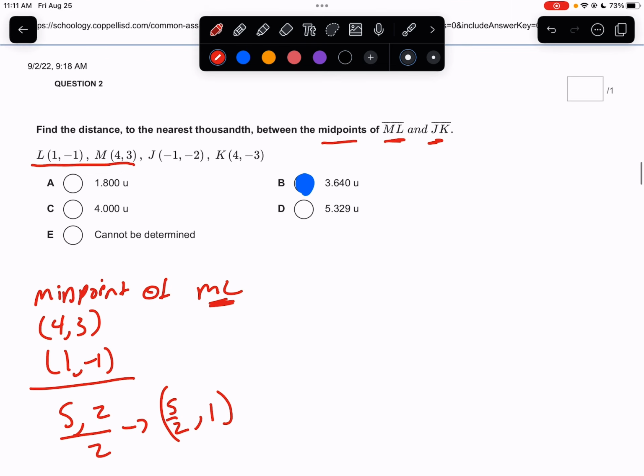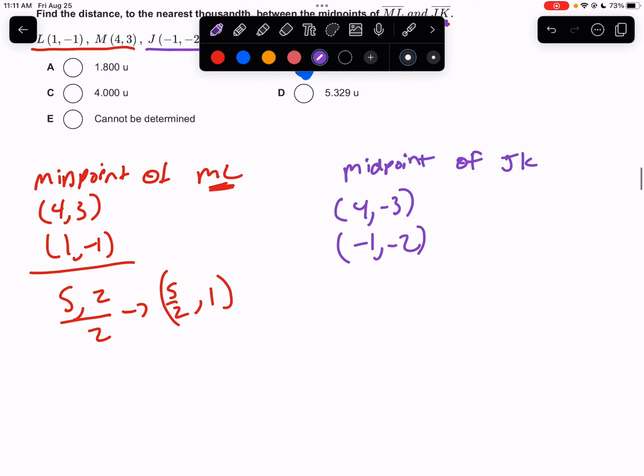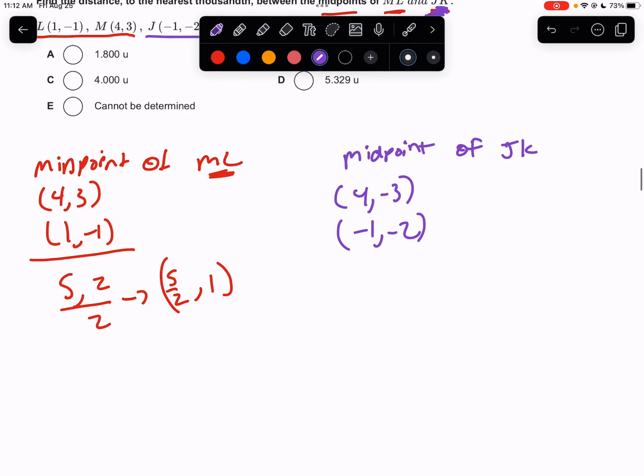The second midpoint we need is the midpoint of JK. So I'm going to change colors here, work in purple. I need the midpoint of JK. I'm going to stack them. So that's going to be 4, -3, and -1, -2. And I'm going to add and divide by 2. So when I add, I get 3. And when I add, I get -5. I'm going to divide by 2. And that's going to be 3/2 and -5/2.